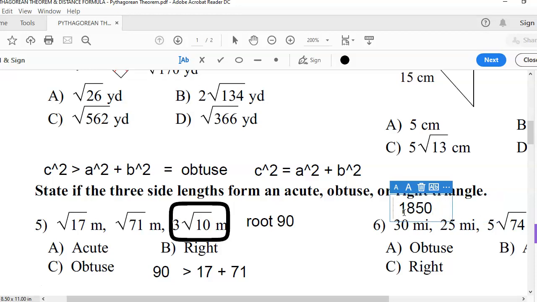Is it equal or greater than 30 squared, which is 900, plus 25 squared, which is 625? Well, when you add that up, you get 1525. That's bigger, so it's obtuse. So number 5 and number 6 are both obtuse. Had it come out equal, it would be a right triangle. Had it not come out like we had, it would have been acute.